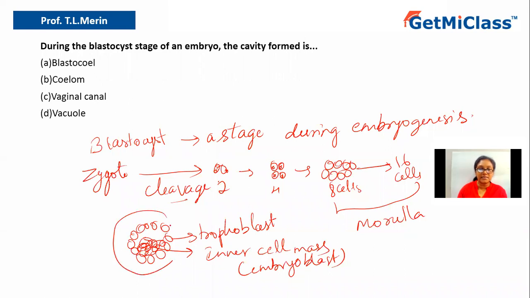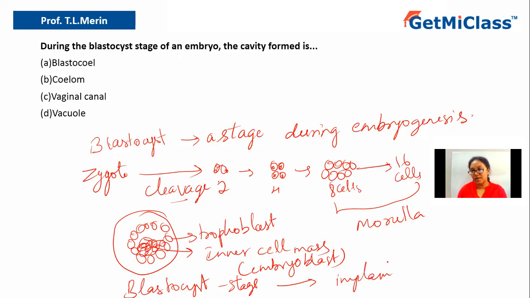This entire structure is called the blastocyst, and of course this stage is called the blastocyst stage. After this stage, it gets embedded in the uterine wall, or the endometrium. So after or during this stage, it gets implanted into the endometrium of the uterus. That is how cleavage occurs, then the morula forms, then the blastocyst forms, and then implantation happens.